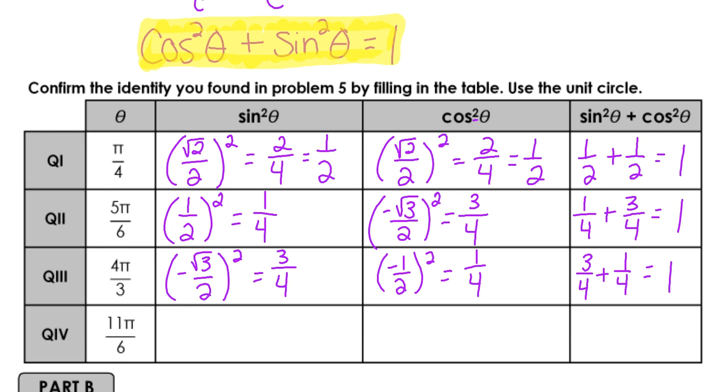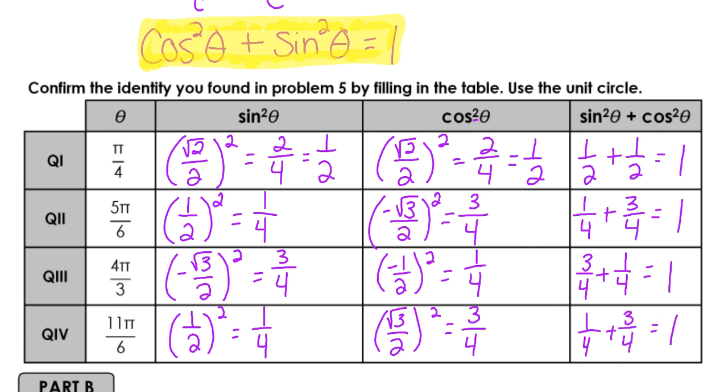All right, and then in quadrant 4, we have 11 pi over 6. So sine of 11 pi over 6 is negative 1/2, and squaring that, I get 1/4. And the cosine of 11 pi over 6 is square root of 3 over 2. So squaring that, I get 3 over 4. And again, when I add sine squared plus cosine squared, it equals 1. So we've shown that in every quadrant, sine squared theta plus cosine squared theta is still equal to 1 when we add them together.